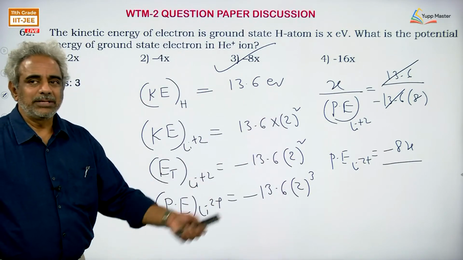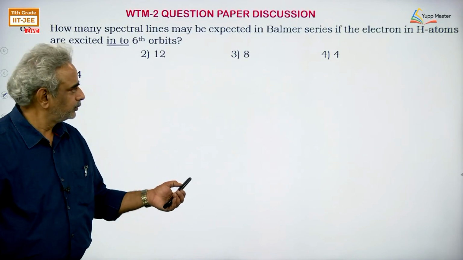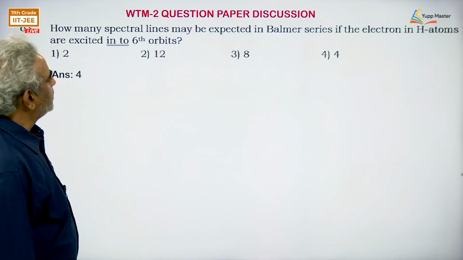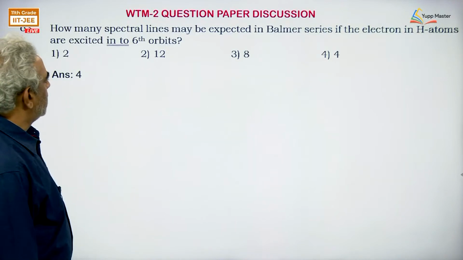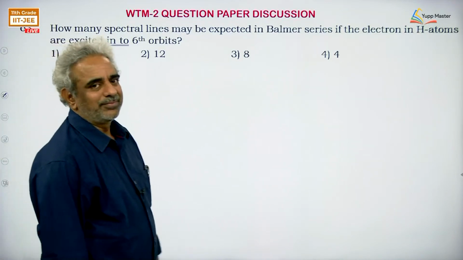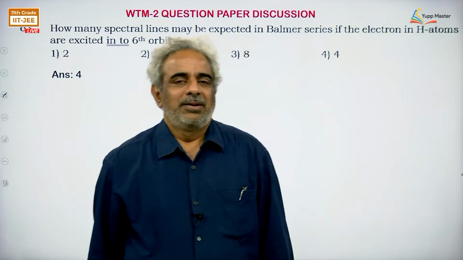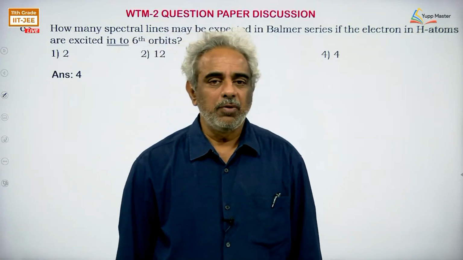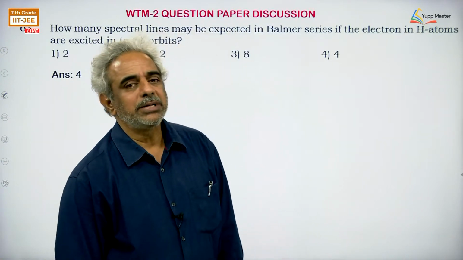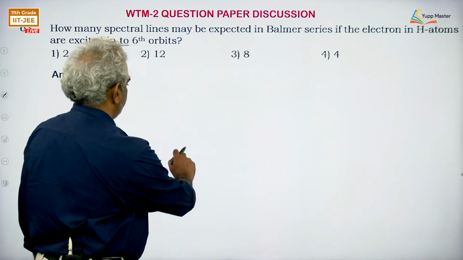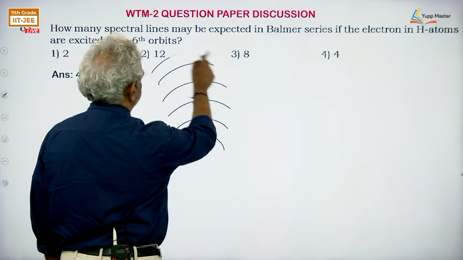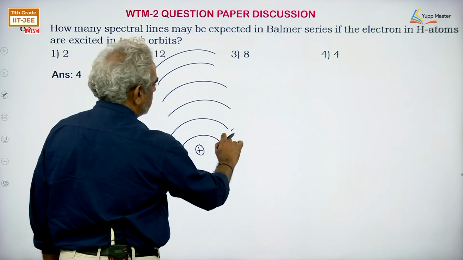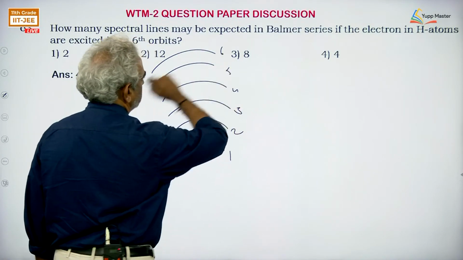Just do like this, compare like this. How many spectral lines may be expected in Bohr series if the electron in H atoms is excited to 6th orbit? Bohr series only he wants. So electrons are excited into 6th orbit. So let us physically calculate: 1, 2, 3, 4, 5, 6.